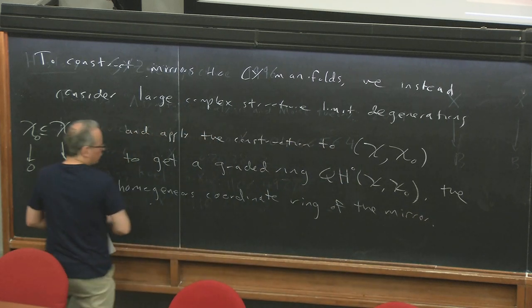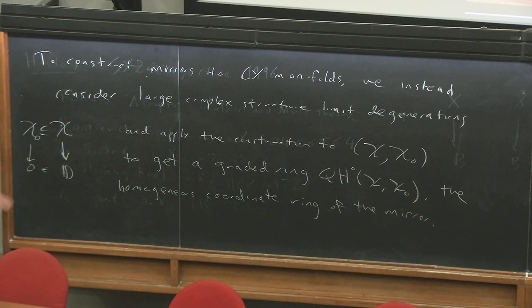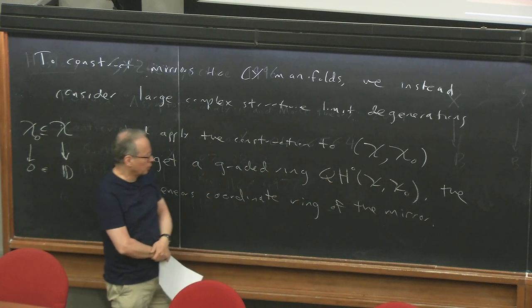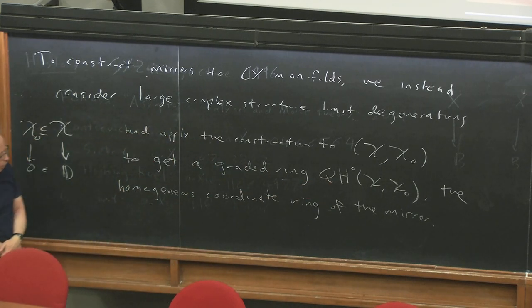Now, you might object that this is not a projective variety. We can assume it's relatively projective. But in fact, the construction doesn't really care. It just cares about the projectivity of the fibers and not the projectivity of the entire space. So the construction still works without any modification, and we get this extra structure, namely we have a grading on the ring, and we can view that as the homogeneous coordinate ring of the mirror.